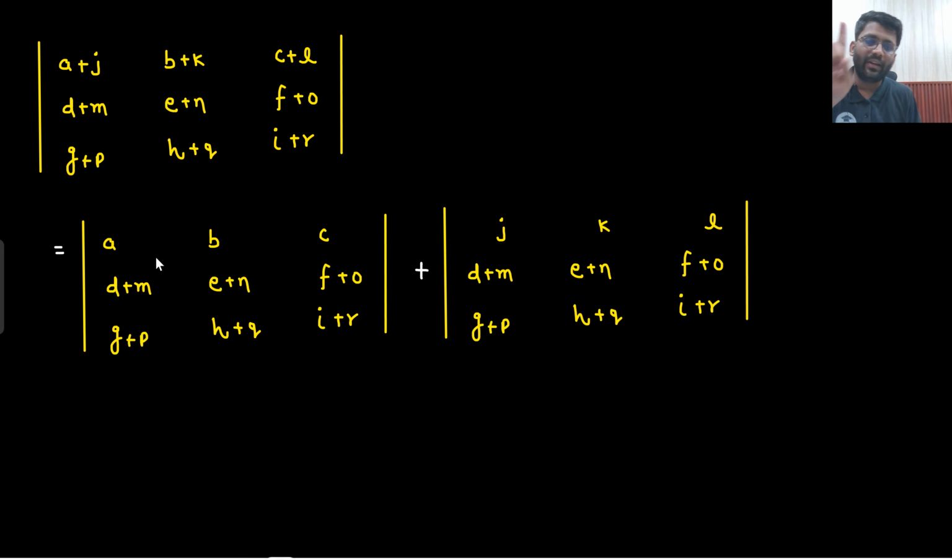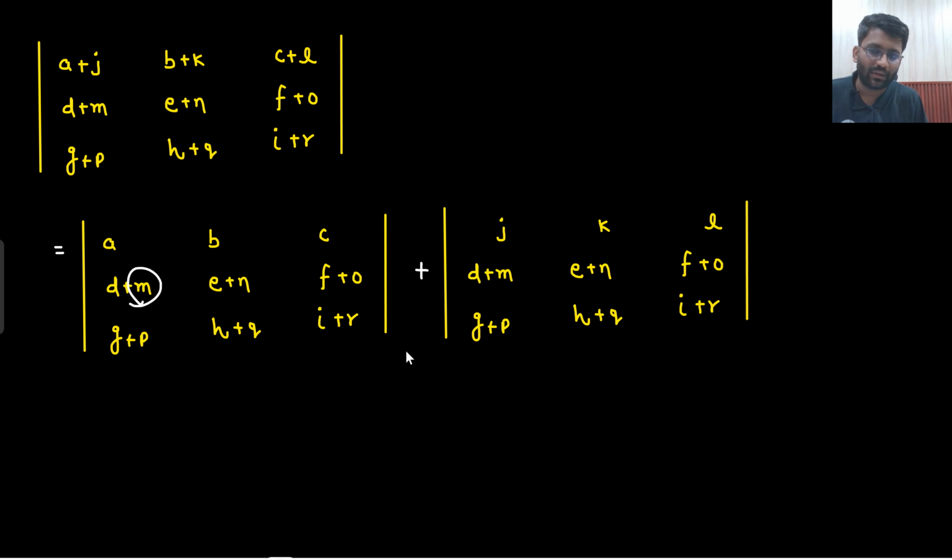So basically only in one row this operation is happening. Plus operation is happening only in one row. Is that clear to you? Only in one row. A plus J, so A and J are separated. B and K are separated, C and L are separated. But the rest of the rows remain the same. Is that clear to you? So this operation, whatever we have done, is perfectly fine.